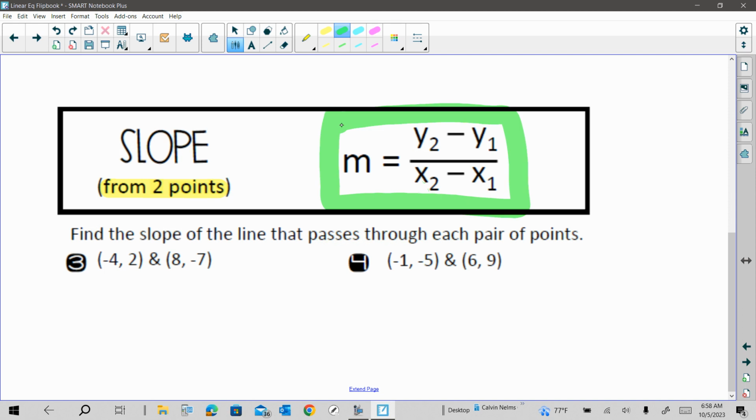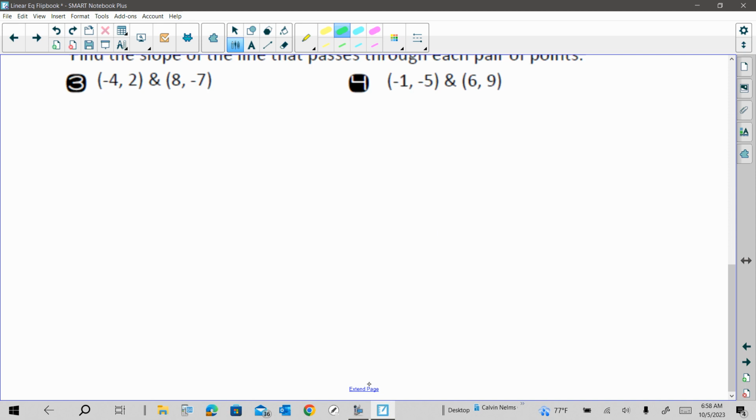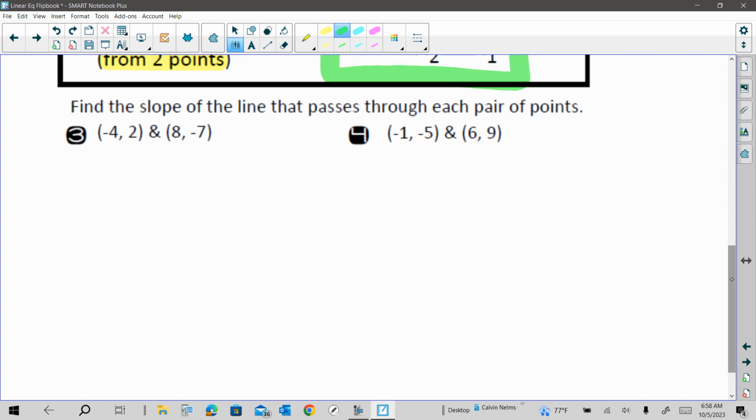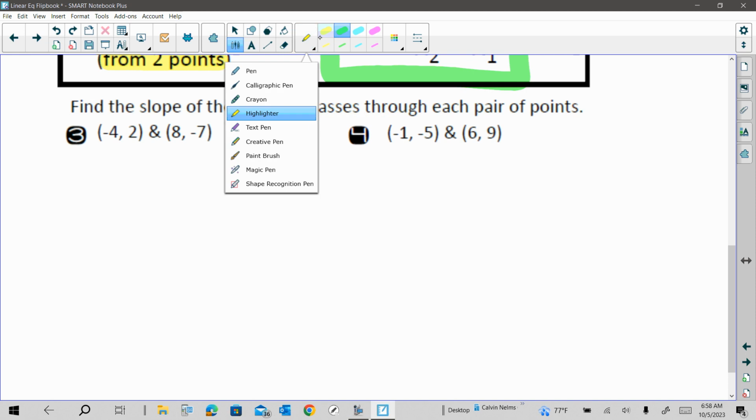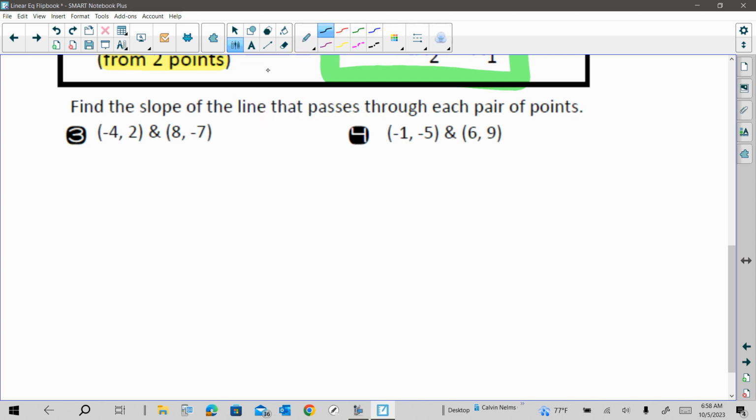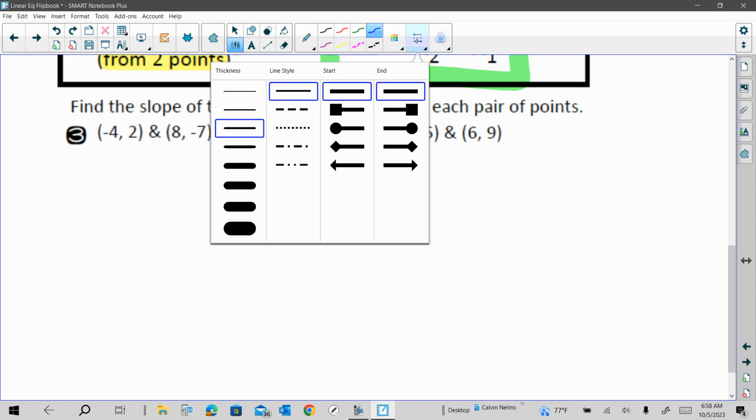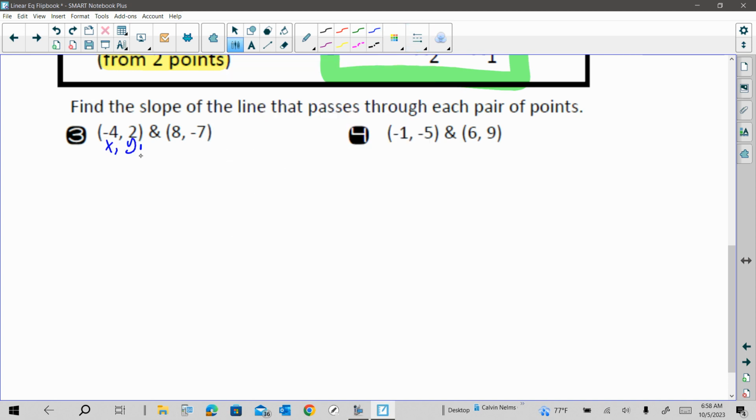And we did this on the last Alex assignment. So if you need to, I'm just going to extend the page. If you need to, we want you to, let me change my font, label your points. Make sure we understand how to label those. We have the first ordered pair would be x1 and y1, and your second ordered pair would be x2, y2.